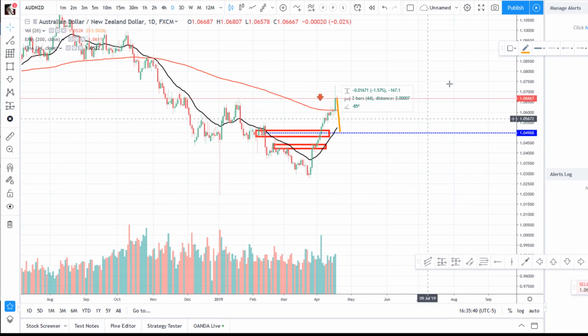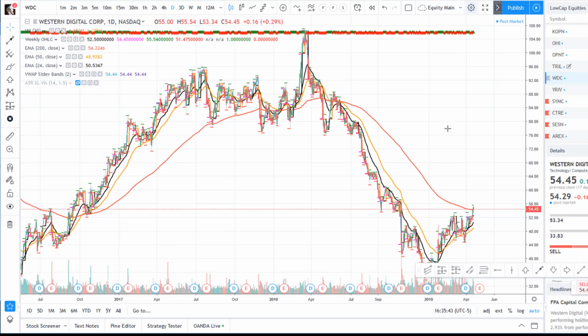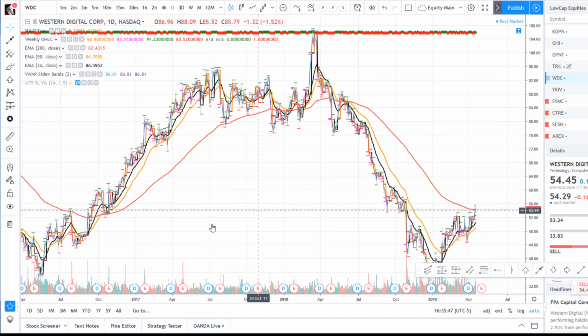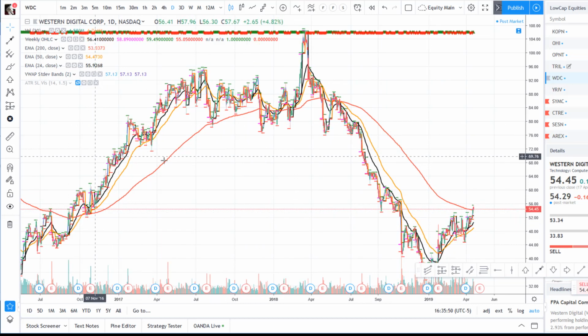So let's jump to, I think, two more examples. Let's go back to the equity market. Here's a trade that I'm currently in. Let's go back all the way in time on Western Digital Corp, WDC, 1-day time frame, all the way back in October 2016. What happened during that time?